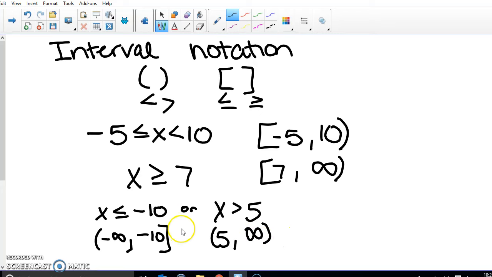Now for my or, I'm going to put a union symbol. So I have negative infinity to negative 10, and then with the union of the interval of 5 to positive infinity.